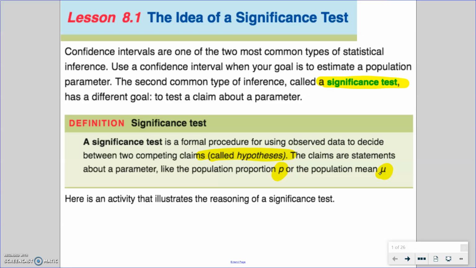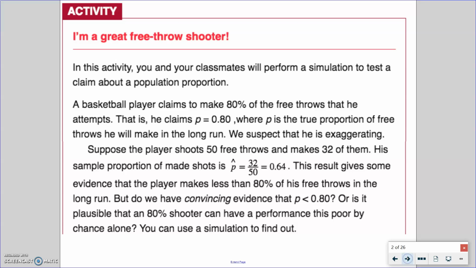If we were together in class, there's an activity that we would do to talk about the reasoning of a significance test. In this activity, you and your classmates will perform a simulation to test a claim about a population proportion. A basketball player claims to make 80% of the free throws that he attempts. So he claims that p is 0.8, right, where p is the true proportion of free throws he will make in the long run.